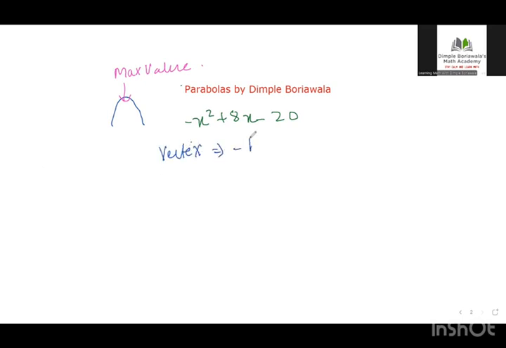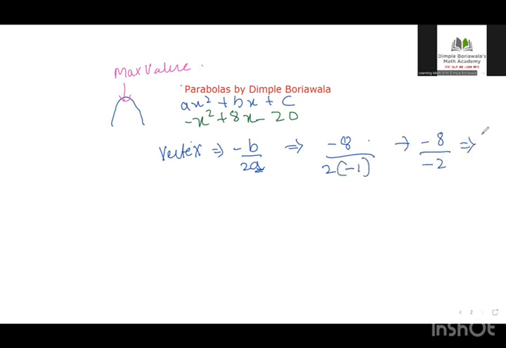The formula for the vertex is negative b over 2a. This is ax² + bx + c. So what is negative b? It is negative 8. And what is a over here? It's negative 1. So my x coordinate for the vertex is 4.